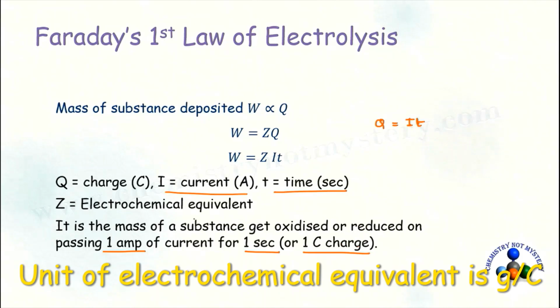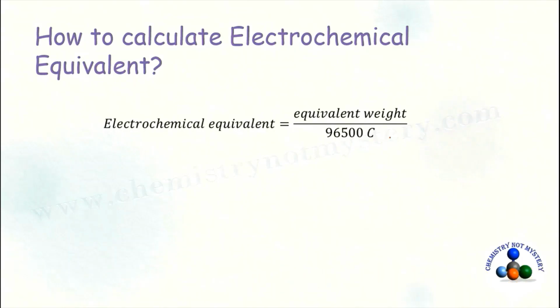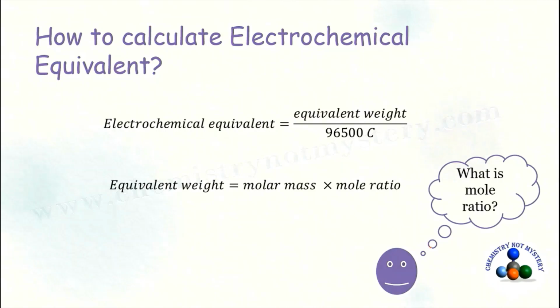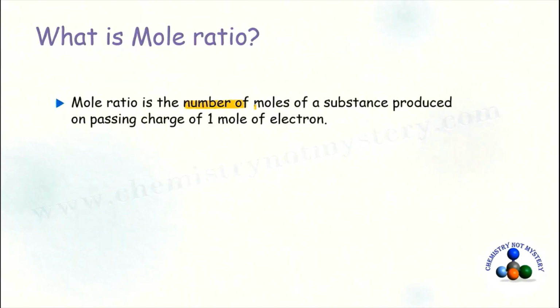So how do we calculate electrochemical equivalent? Electrochemical equivalent is equal to equivalent weight divided by 96500 coulomb. Here I have rounded up the value of 1 Faraday from 96487 to 96500 coulomb for ease of calculation. Equivalent weight is equal to molar mass multiplied by mole ratio. But what is the mole ratio? So let's see what the mole ratio is. Mole ratio is the number of moles of substance produced on passing a charge of 1 mole of electron.